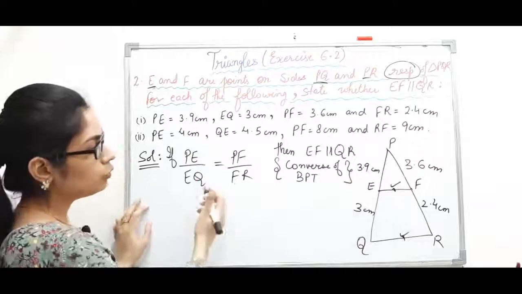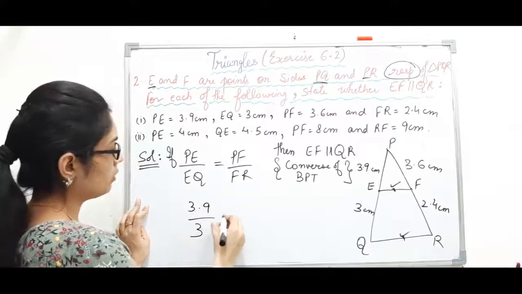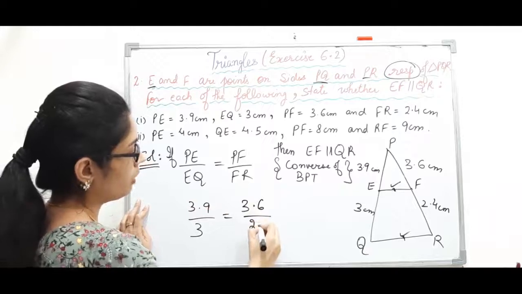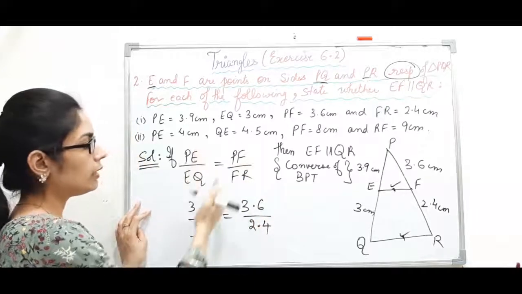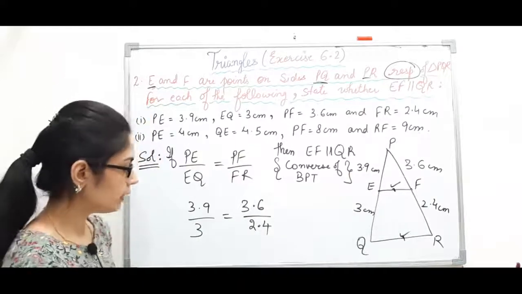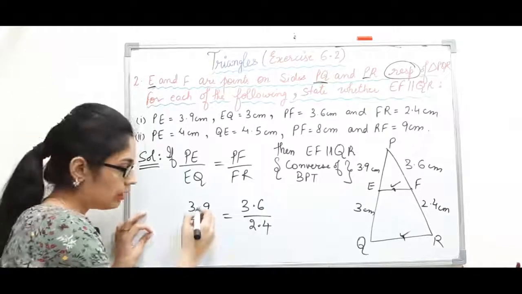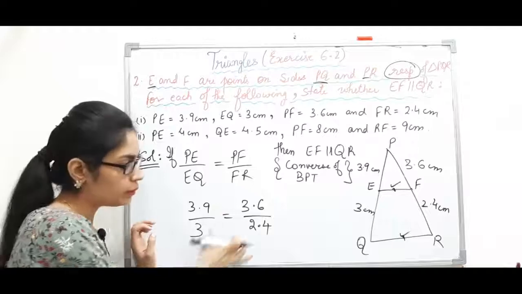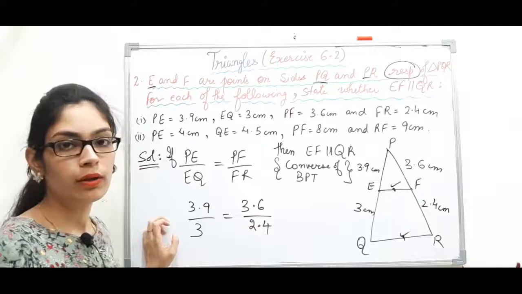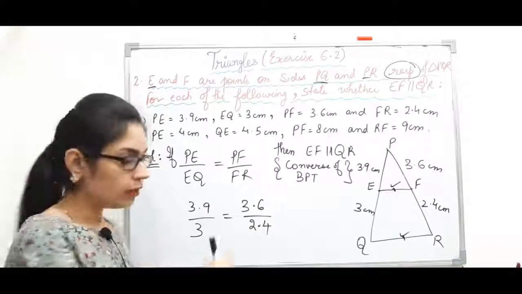Now let's write the values. PE is 3.9, EQ is 3, 3.6 and 2.4. I have just written the values of PE, EQ, PF and FR, which are already given to us. You can see. Now let's do the cancellation. Same way, this side we will solve individually and this side we will solve individually, because we have to check whether they both are equal or not. Don't do any cross multiplication or any changing of side. Individually you have to check.